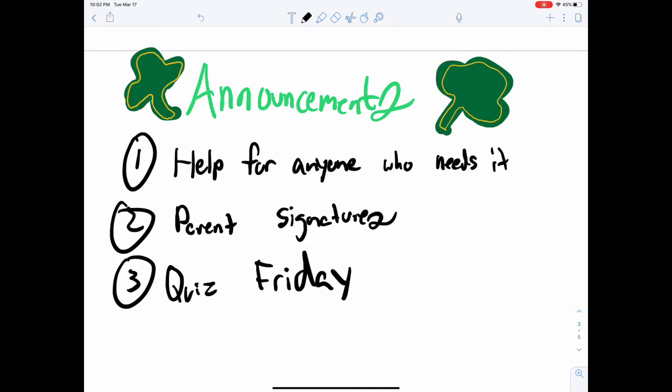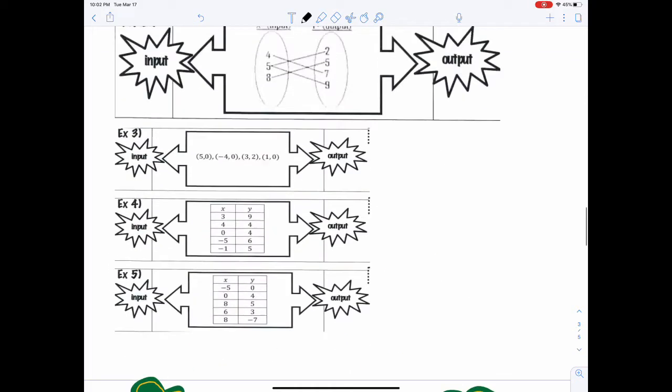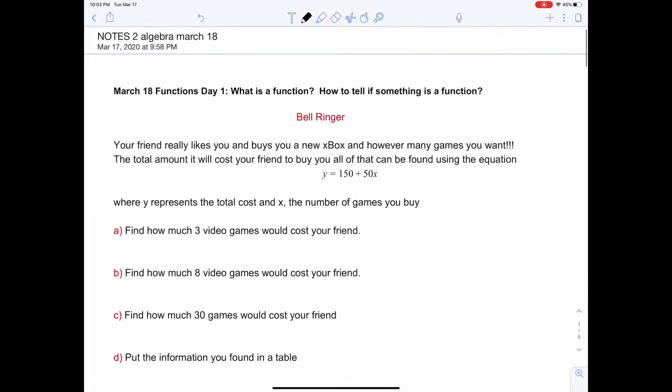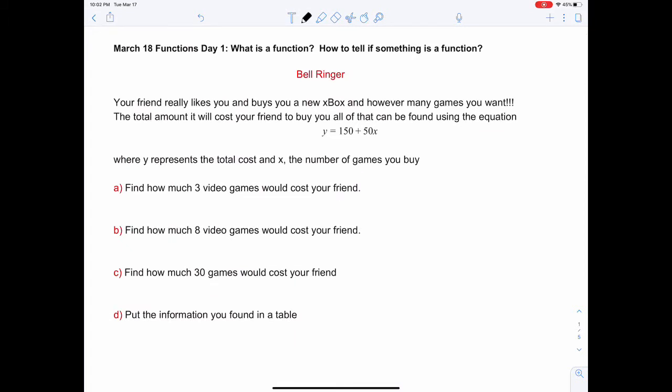And then the third thing is we're going to have a quiz Friday on functions, what we've been doing. We're going to learn some new stuff today, and we'll be good from there. I'm going to try to keep this video shorter today, so let's get right to it. Only need to write down what's in red, give that bell ringer a read.